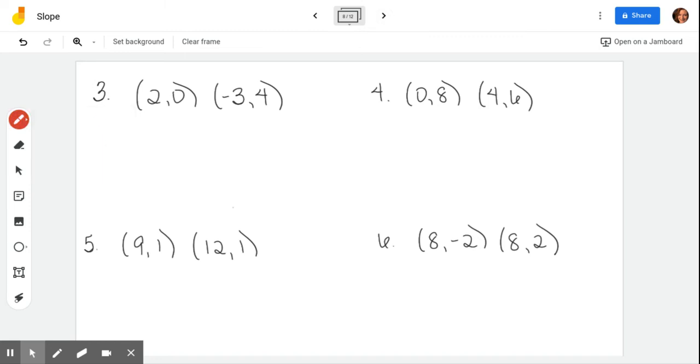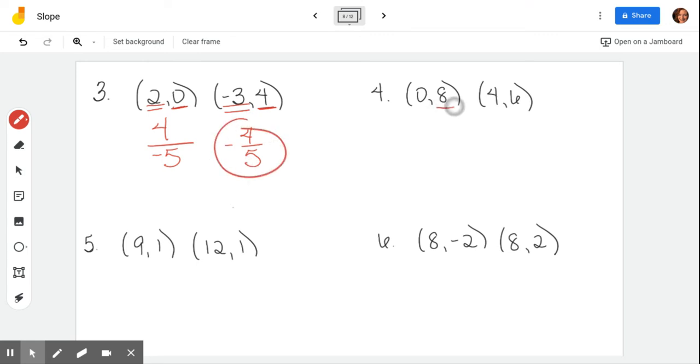Number 3, y's first. You always, always, always do your y's first. Rise to the top, so y's to the top. To get from 0 to 4, that's 4 moves. And then to get from 2 to -3, that's going backwards 5 moves. If you don't like the way that looks, I know it kind of bugs me too, having the negative on the bottom. Just rewrite it. -4/5 is our slope.